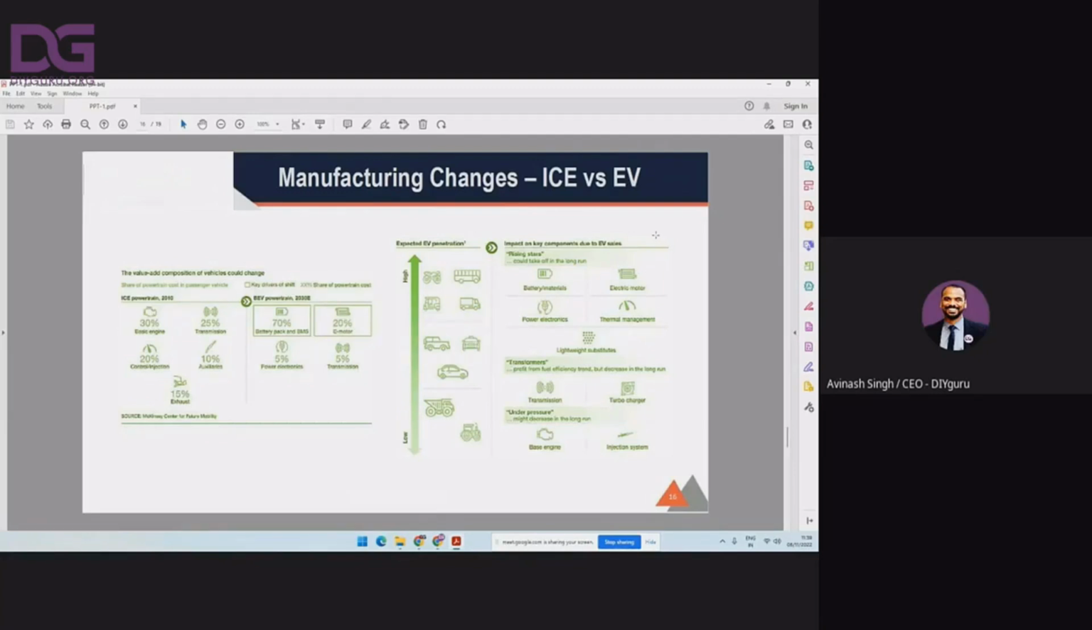EV sales are also, as far as the components of EVs are considered, there will be a lot of demand moving forward in case of batteries, electric motors, power electronics, thermal management, lightweight substitutes. There is a very high thrust on making EVs which are lightweight, and in that case maybe materials which can substitute your carbon fiber and all will come into the picture quite a lot.